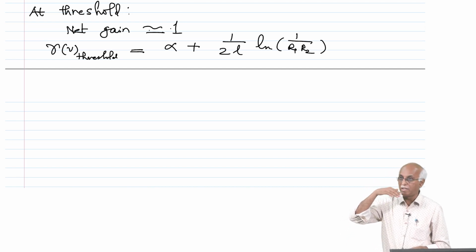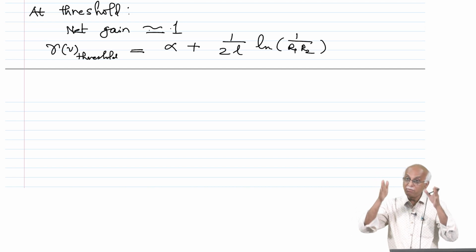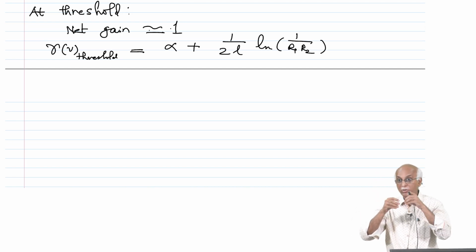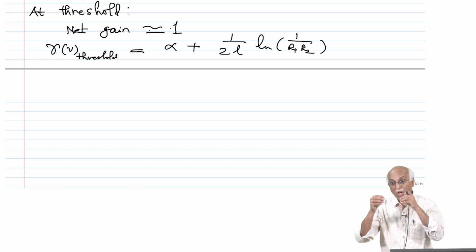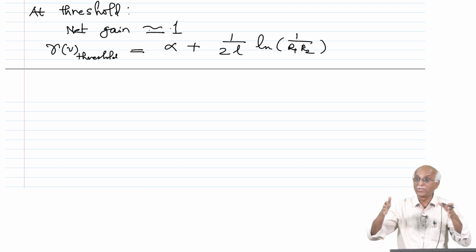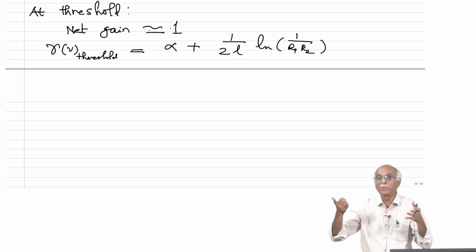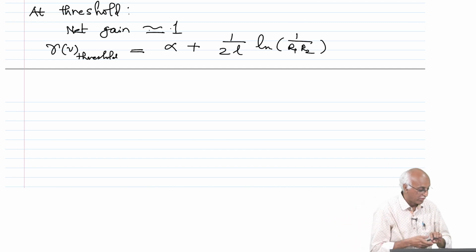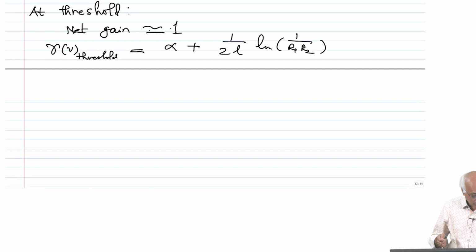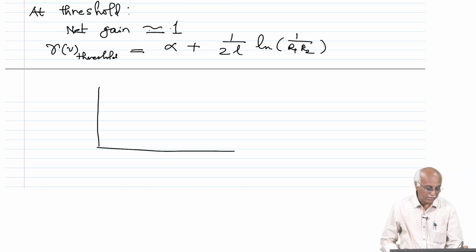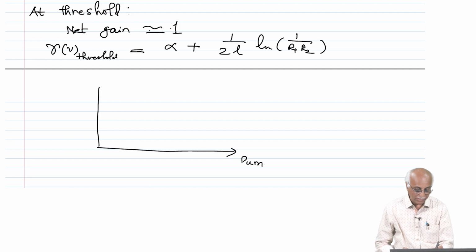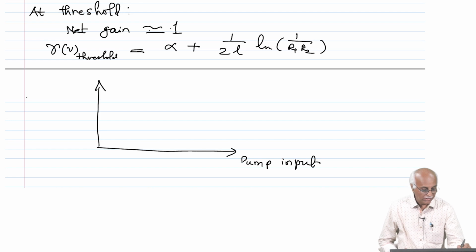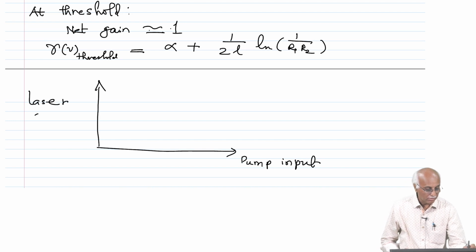So, losses are there within the cavity, there are some losses, there is some gain also, but if that gain is not more than the losses which it experiences, laser output is not seen. Okay. So, what we will see in terms of threshold, in terms of how the threshold will look like, is something like, if this is the pump input power, and this is the laser output.